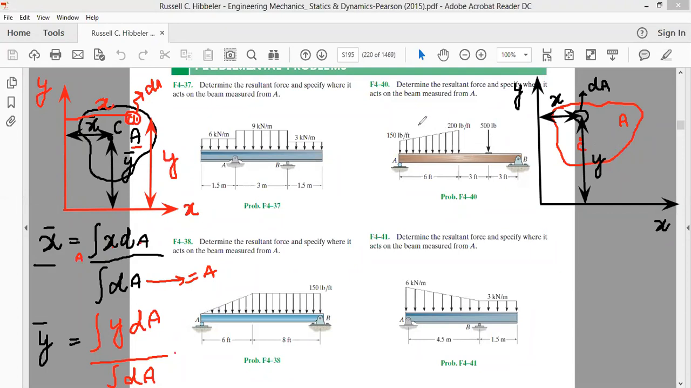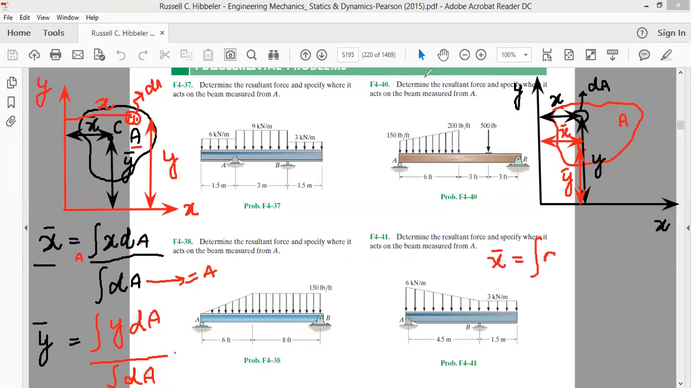Okay, then we define the x and y coordinates of the centroid. We say the x coordinate of the centroid is x bar and the y coordinate of the centroid is y bar, such that x bar is defined as the x coordinate of the centroid and y bar is defined as the y coordinate of the centroid of the total area A.